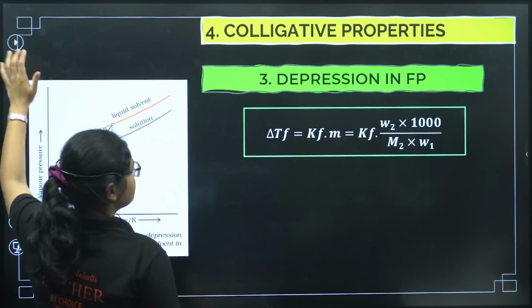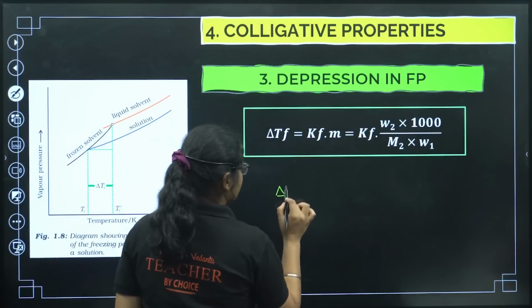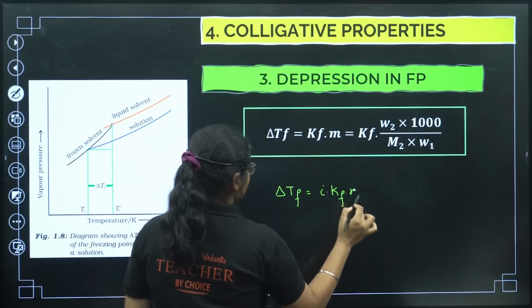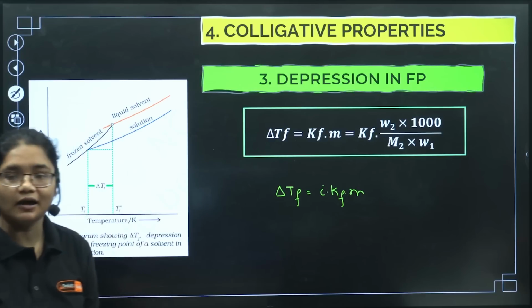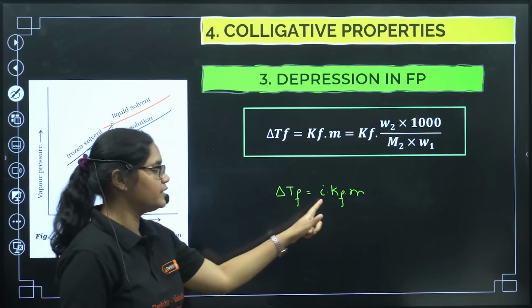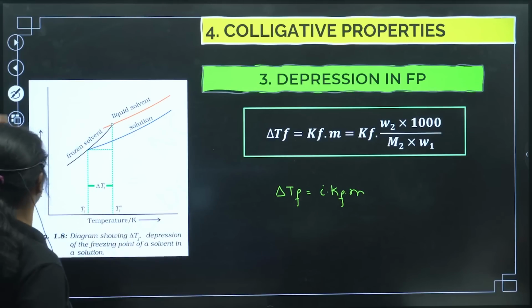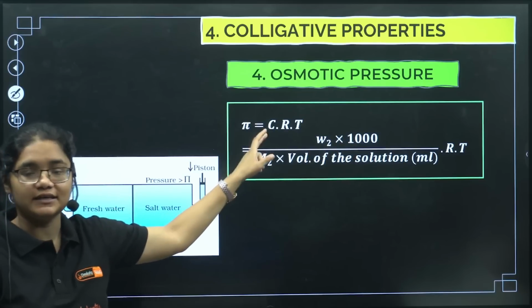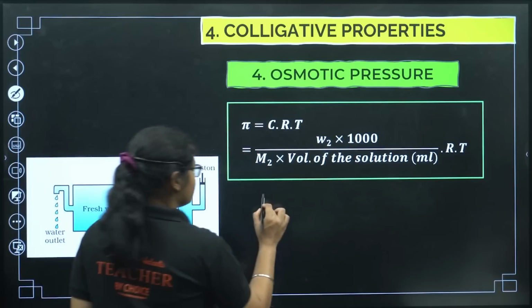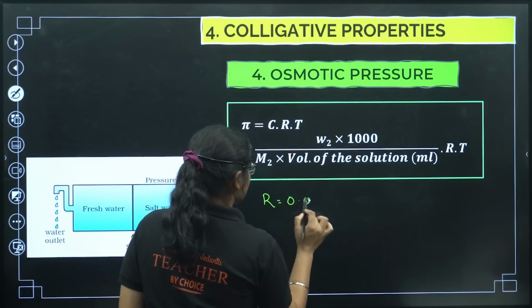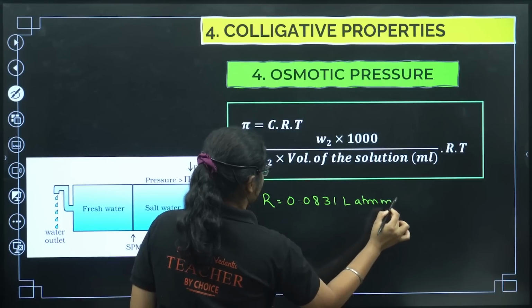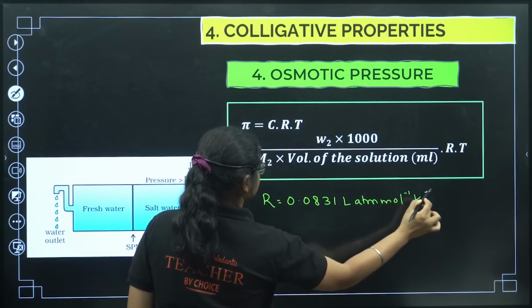Next I have depression in freezing point. So here delta TF is equal to KF into M, and similarly if I have the i value, if it is an electrolyte, ionic solute, then it will be i into KF into M. Osmotic pressure, pi is equal to C into RT. C is your molarity, and what is the R value you have to consider? 0.0831 liter atm mole inverse Kelvin inverse.